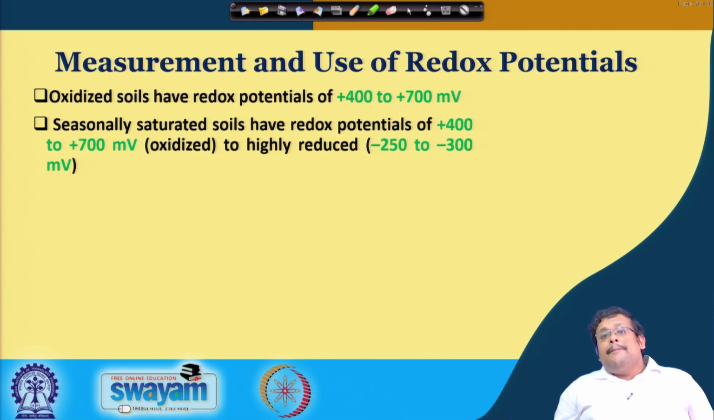So, you can see that in case of oxidized system, the redox potential generally is positive, ranging between plus 400 to 700 millivolt. In case of seasonally saturated soil, when it is in aerobic condition, it again shows the same 400 to 700 millivolt. However, in case of reduced condition, when all the pore spaces are filled by water, it is highly reduced and shows a redox potential of minus 250 to minus 300 millivolt.